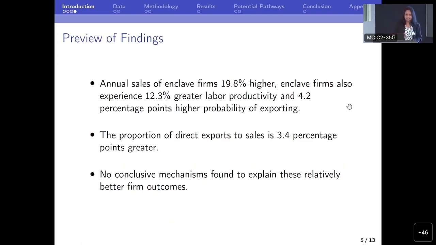With the data set that I'm using and the methodology that I've used so far, I'm not able to come up with a plausible explanation, though, of what might explain these better outcomes.